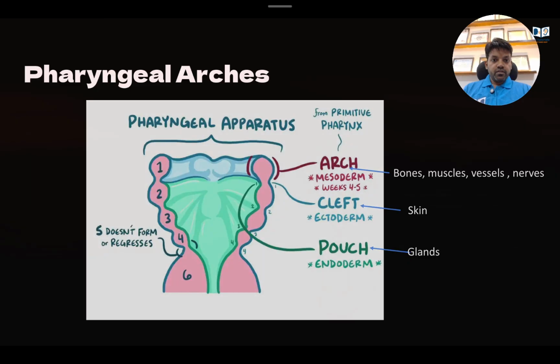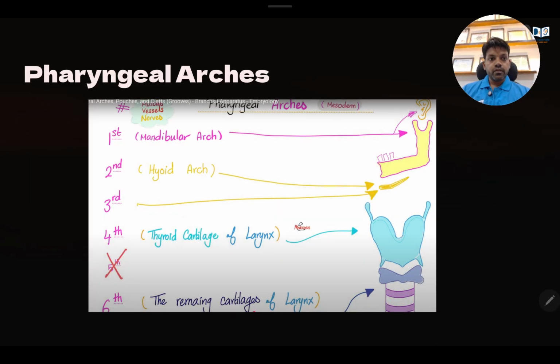Every arch also has a name. The first one is called the mandibular arch. Now why is it called the mandibular arch? Because it mainly contributes to the development of the mandible. You know this bone, this is called the mandible.